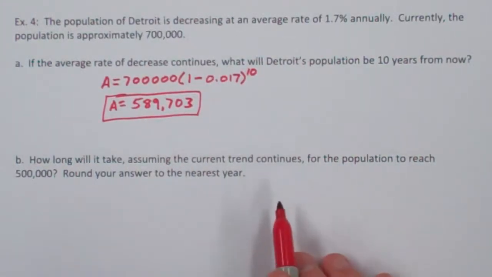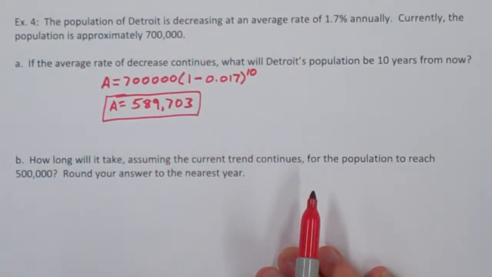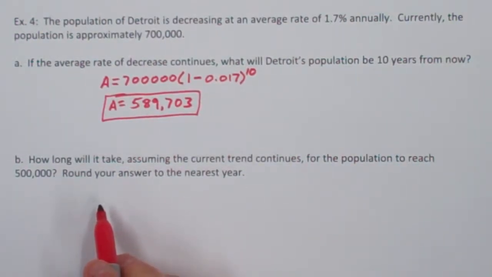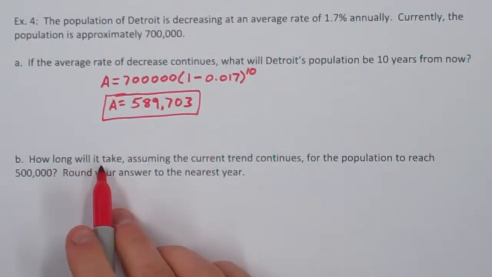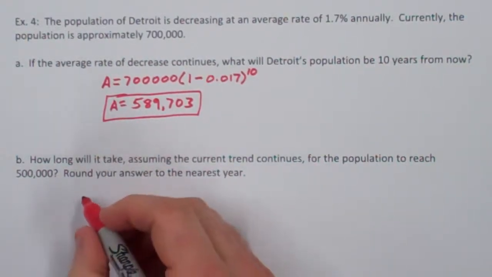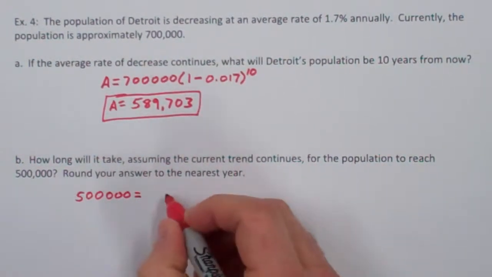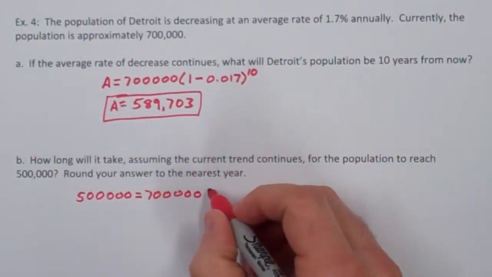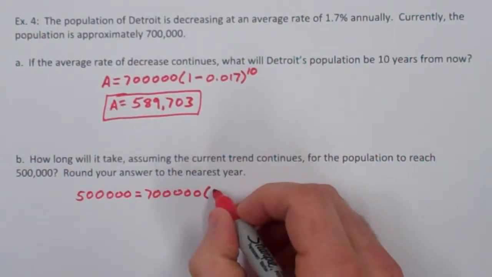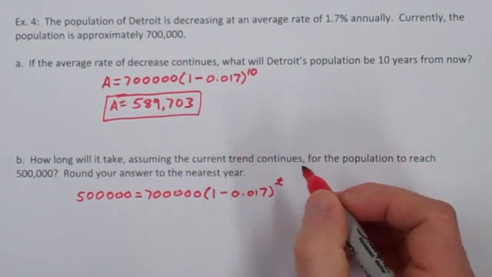B, how long will it take, assuming the current trend continues, for the population to reach 500,000? Let's fill in what we know. And this time we don't know how long it's going to take. So we don't know T, but we do know A, the ending amount. 500,000 is equal to 700,000 times 1 minus 0.017 and then to the T power.